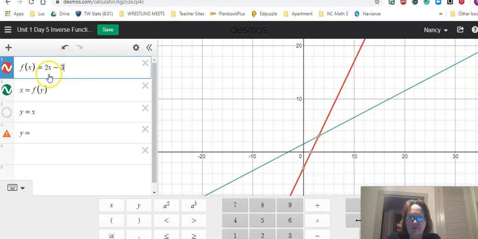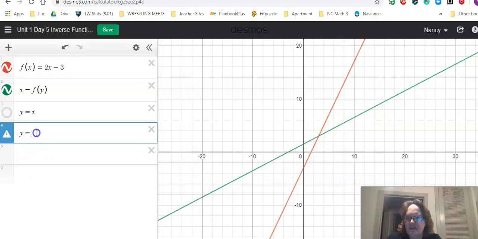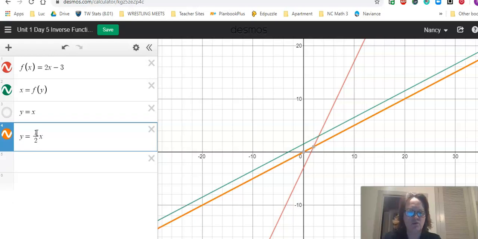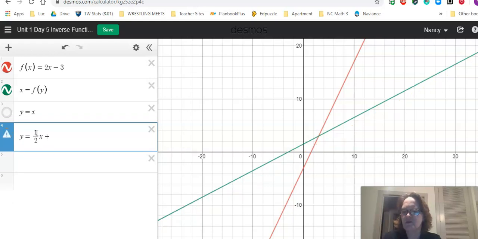I've typed in the original up here at the top, and it shows me the inverse automatically. But then if I type in what I got for the equation of the inverse, I can check to see if it shows up on top of that green line. So we got 1/2 x plus 3/2. And you see that that orange line that I just did showed up right on top of the green line.